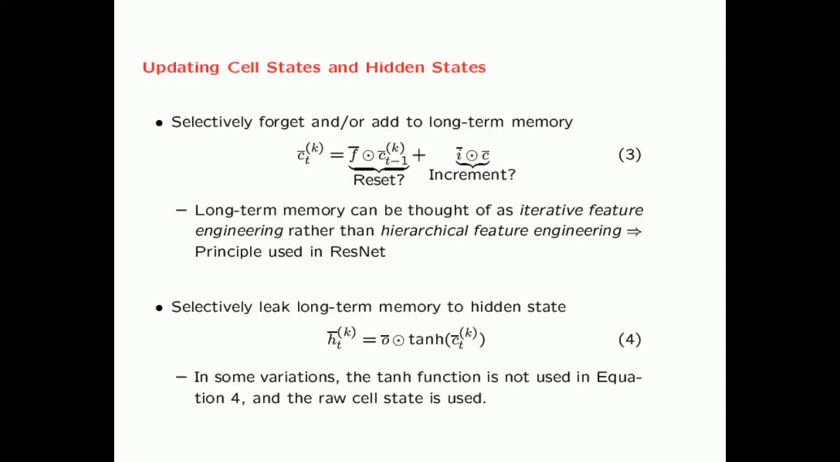So most of the values of the long-term memory are being copied from layer to layer. So especially in the initial set of iterations, the vanishing and exploding gradient will not happen because the values of F are very close to 1. And now that we have this stable set of cell states which are copied from layer to layer, you can selectively leak some of this long-term memory to the hidden state. So what you do is that you take this cell state, you apply the tanh function to it, and then you again do an element-wise multiplication with the output gate.